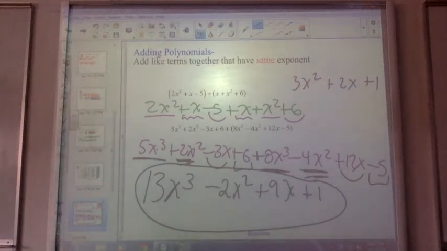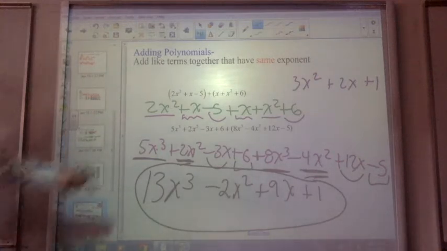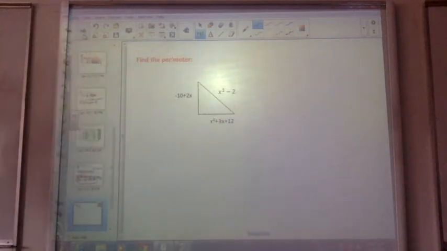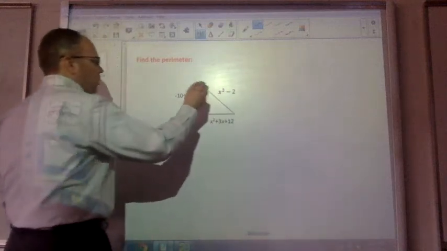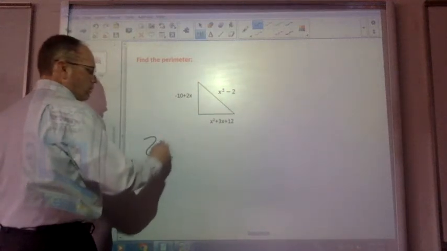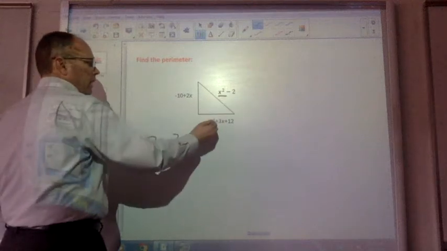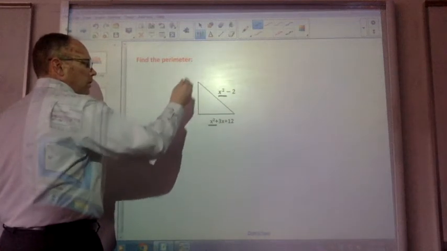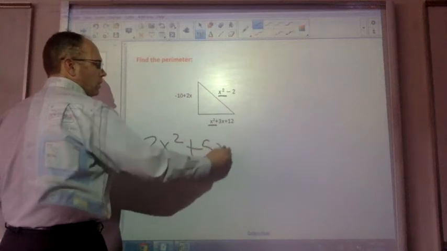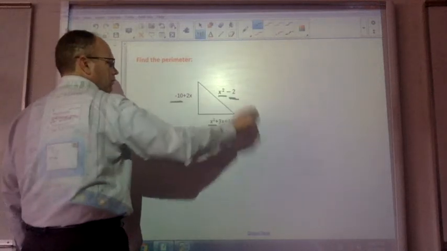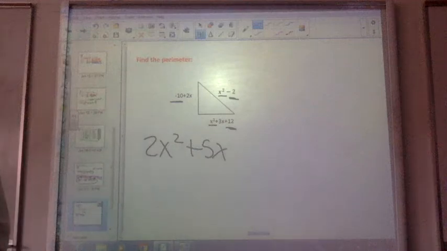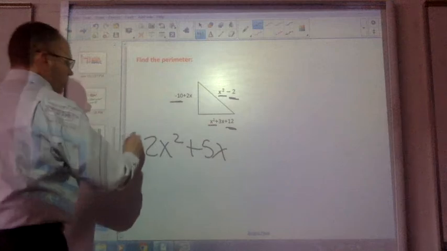Am I done? All right. Ooh, find the perimeter. Hey, how do I find the perimeter of something? Add up all the sides. Okay. So I have x squared plus x squared, 2x squared. Still with me? So those are like terms. And then I have a 3x and a 2x. That's a 5x. And I have a negative 10, a negative 2, and a 12. Negative 10 and negative 2 is negative 12. Negative 12 plus 12 is 0. This is my perimeter.